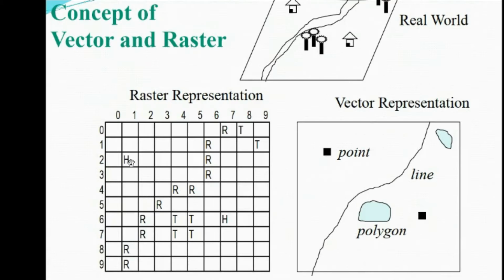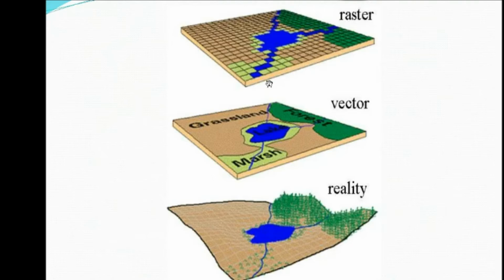The houses are represented with H, and as a point feature, only one pixel has the data about that. T represents the trees, a group of trees, and the polygon features of the vector are converted in this manner, where the pixels of that area are filled with the related data. Here too you can see how the real world features are represented using the matrix format, that is, the raster format.